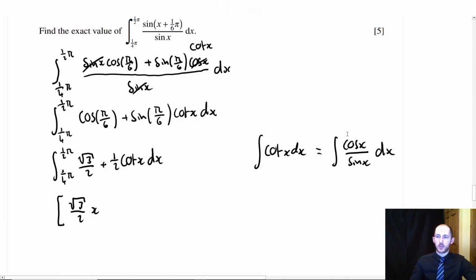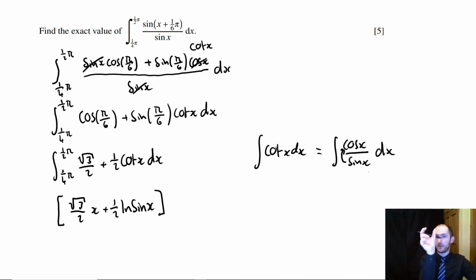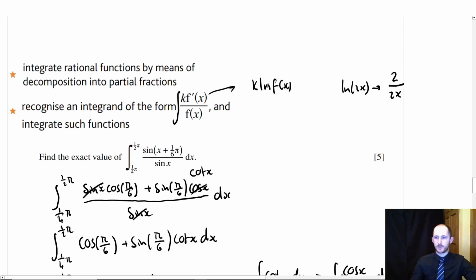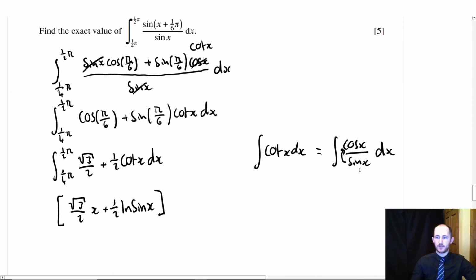Sine and cos. Cos is the differential of sine, right? So we can immediately just call that ln, so the half stays there, ln sine x, right? Because again, if sine is sine, the differential of it is cos. If you have a differential over its normal form, you can just write ln of the normal form. Okay? So in this case it would be k ln f of x.